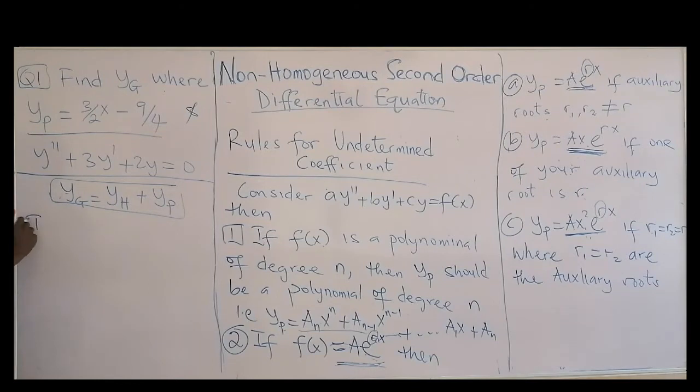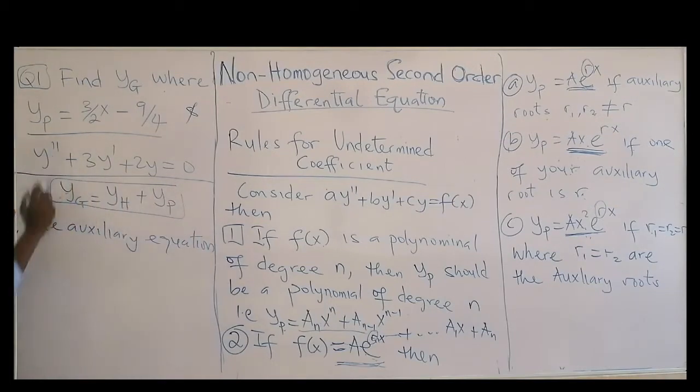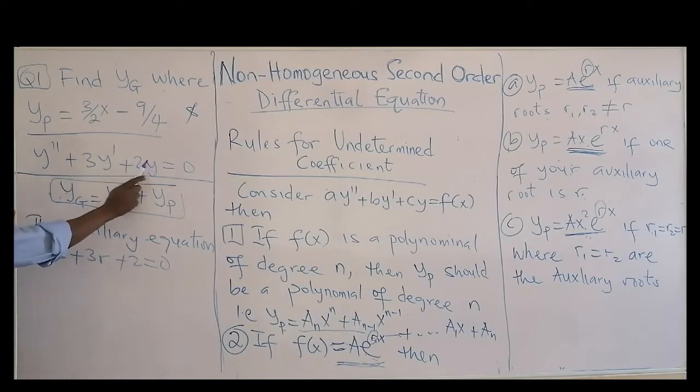So the auxiliary equation of the above is going to be r squared plus 3r plus 2 equal to 0. Those are the differentials. If it's first differential, that will be r, a single r. If it's second differential, that will be r squared. If there is no differential, that will be a constant, that will be plus 2.